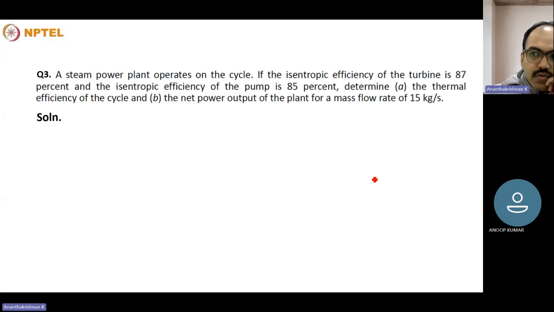Try to approach it. Meanwhile, I'll also solve within another couple of minutes.